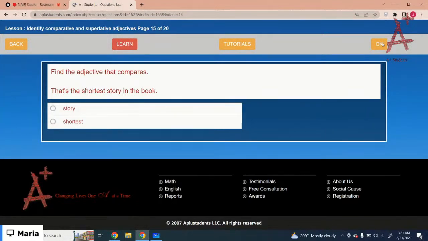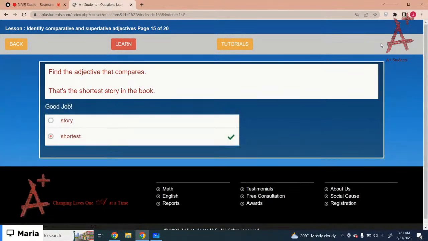That's the shortest story in the book. So which is the correct option? So the correct option is shortest. Got it? Because it is ending with est. Story is not the adjective. Shortest is the adjective.